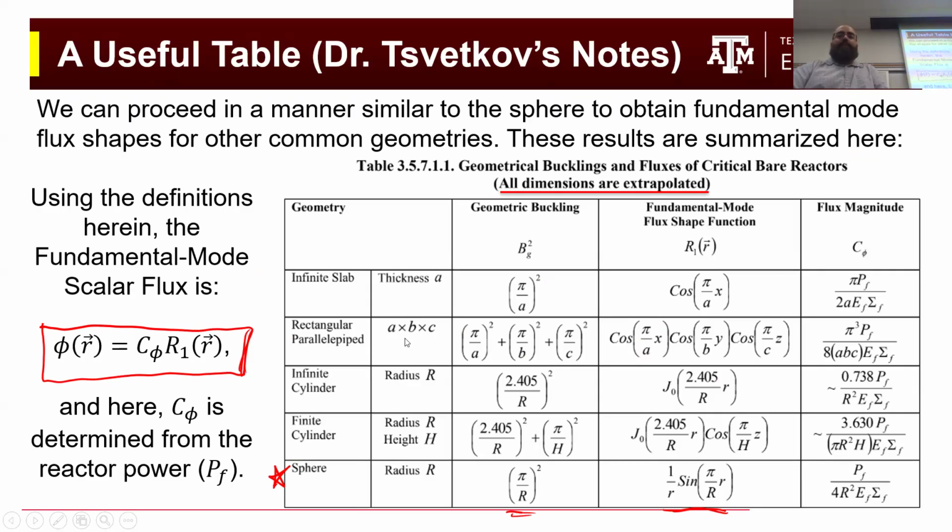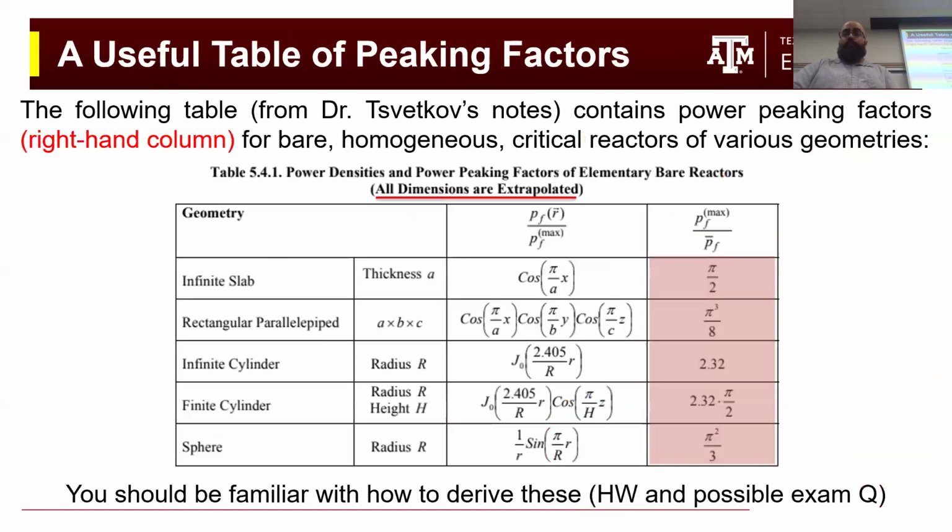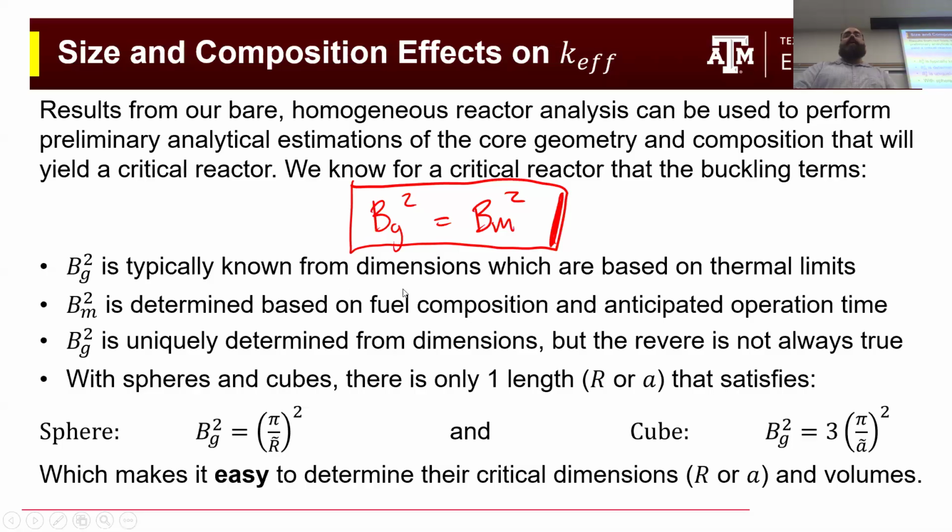The A, B, C would be the lengths in XYZ coordinates. R and H would be the radius and the height in cylindrical coordinates, and then R is the radius in spherical coordinates. So these bucklings only depend on the geometries. That's why it's a BG squared. It's based on the geometry. And then we have a definition for BM squared, and that only depends on material properties. Depending on what your shape is, you're going to be able to relate BG to the geometry in ways that are either easier or more challenging.